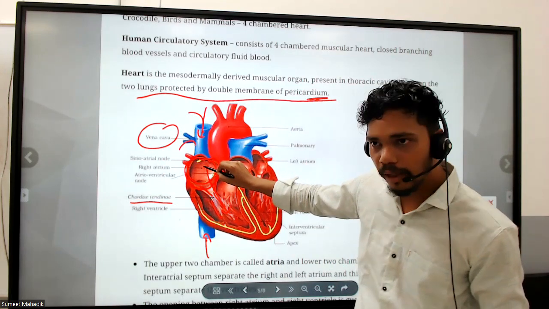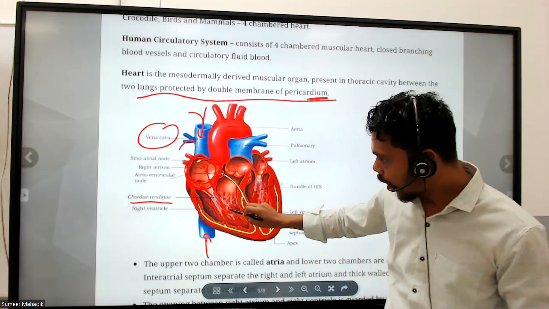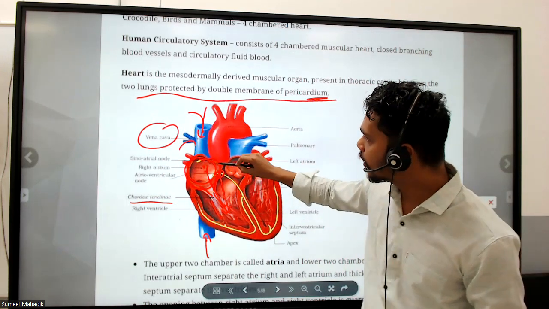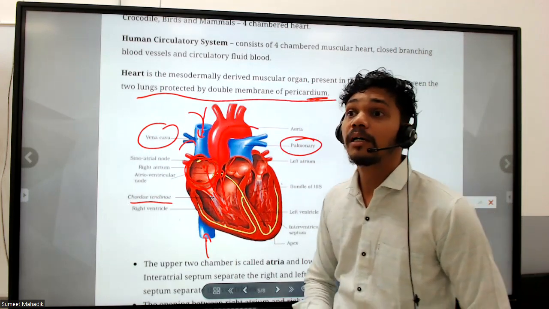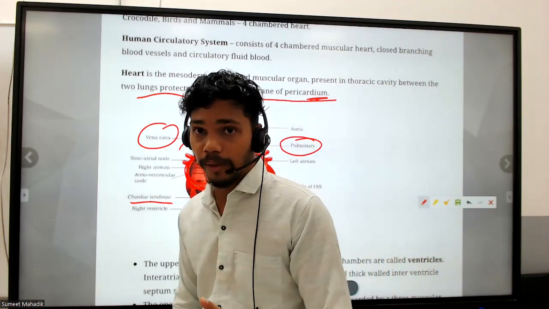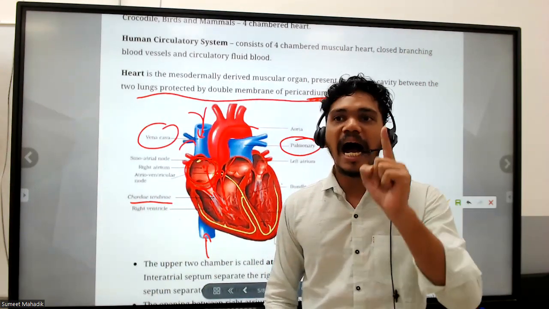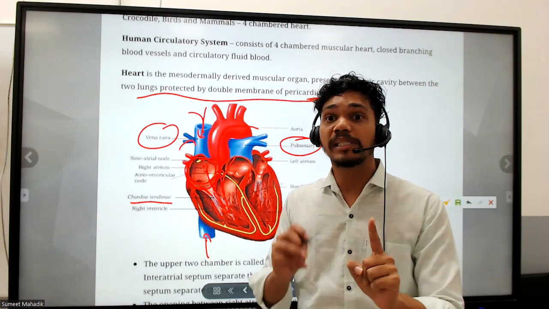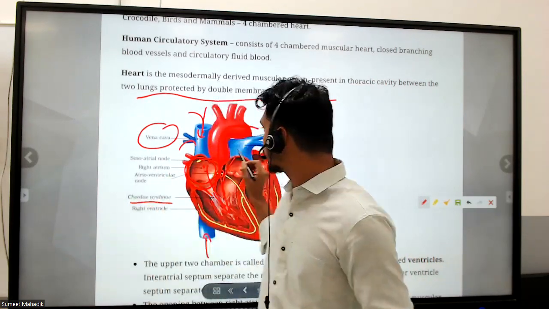Once the right atrium is filled up, it goes to the right ventricle. From the right ventricle, blood goes out not through the aorta, but through the pulmonary artery. Now, in the human body, pulmonary arteries are the only arteries which carry deoxygenated blood. And where does it go?